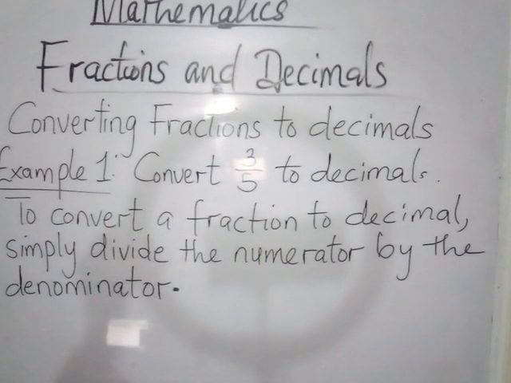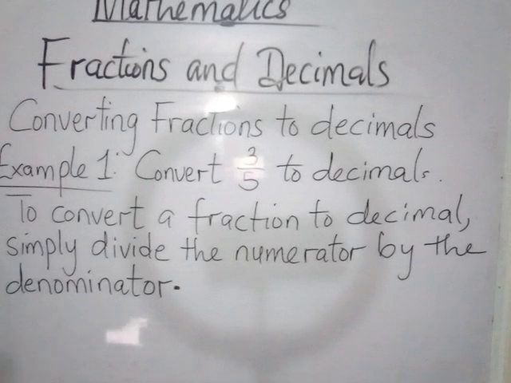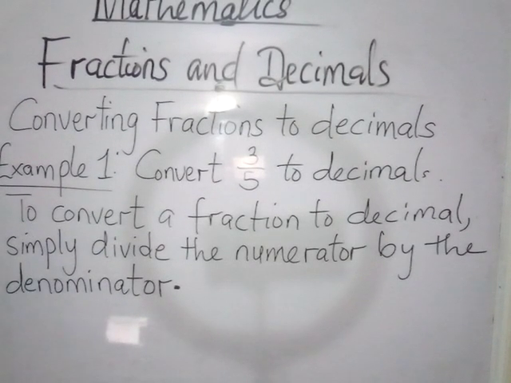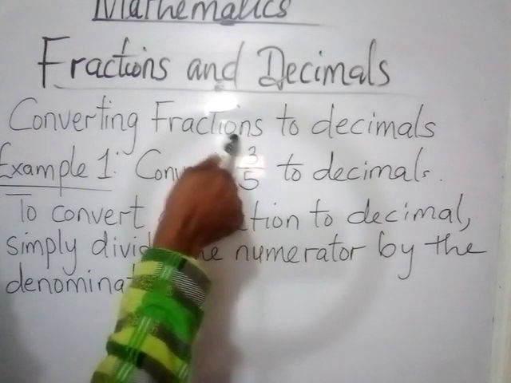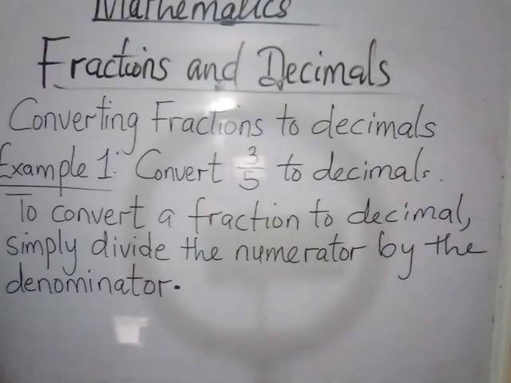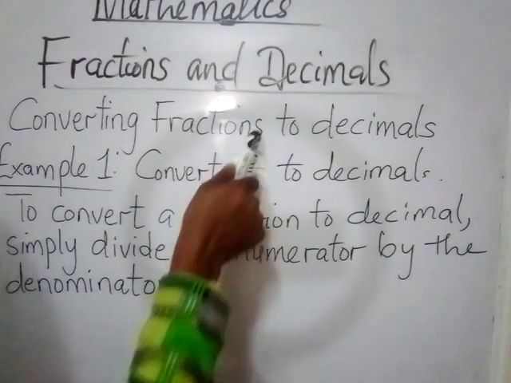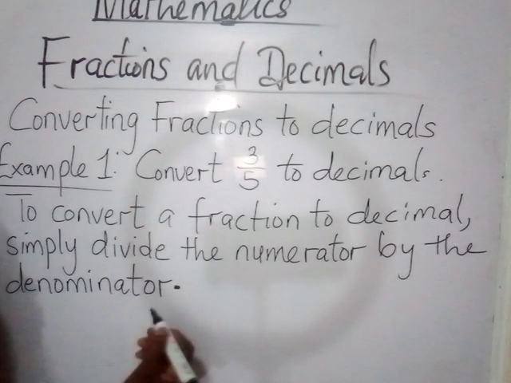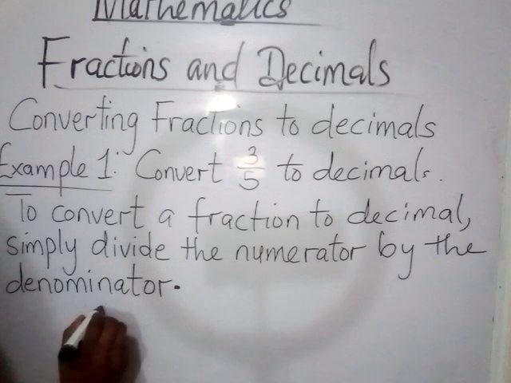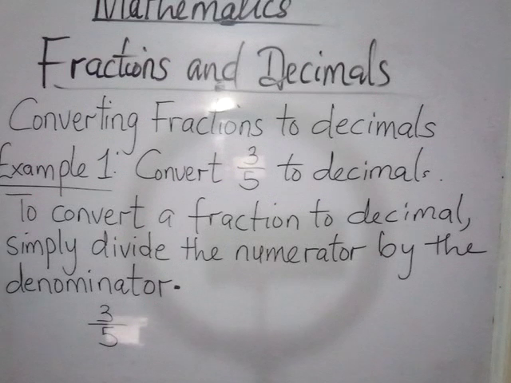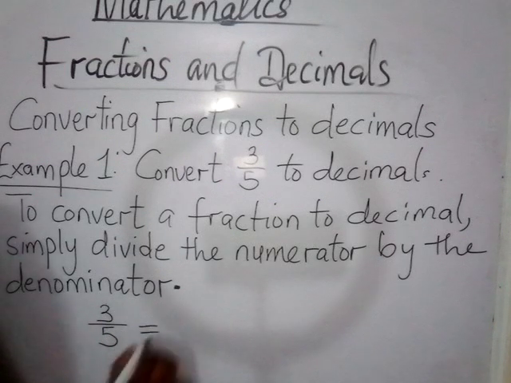so to convert a fraction to decimal form, all you need to do is divide the numerator. Remember what your numerator is, the number at the top, by the denominator, the number below. You divide the number at the top by the number below, the numerator by the denominator. So let's look at the example we have before us here. We are trying to divide 3 by 5.